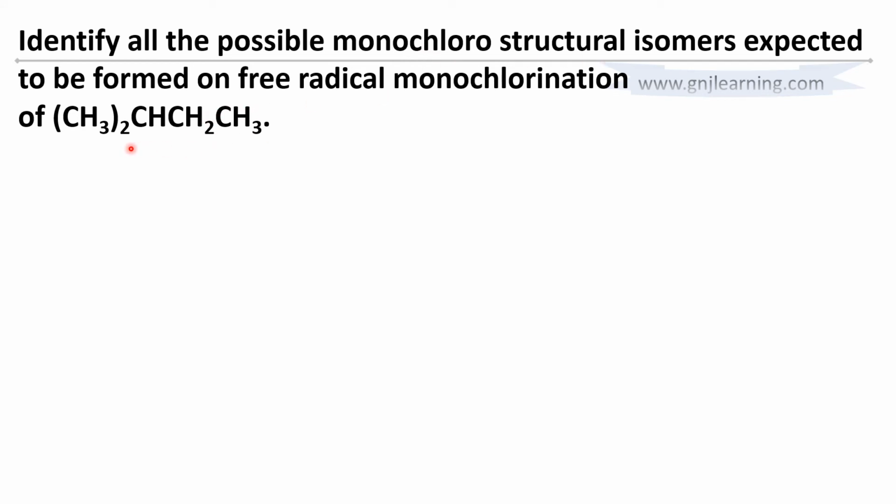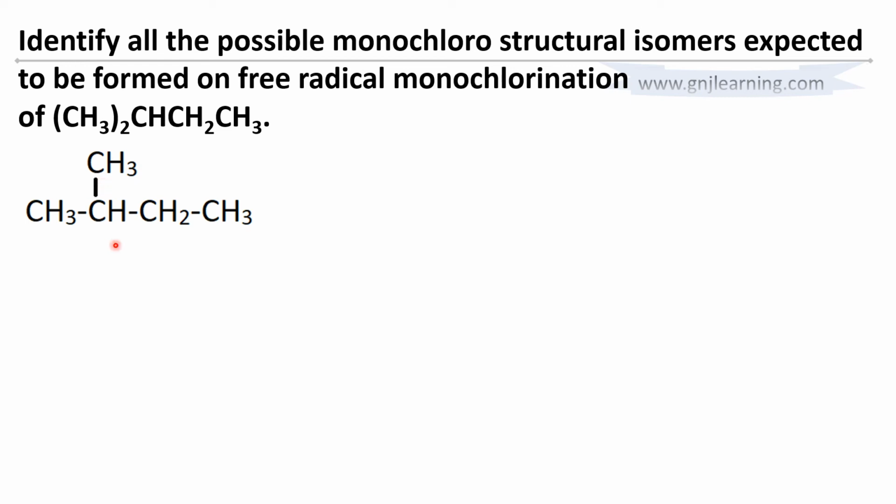So first of all, let us try to draw the structure of this compound. It will look like this. CH3, CH, on the CH we have two CH3 groups, that is given here, CH2, CH3. So what will be the name of this compound? If I am numbering, I can number it from here, 1, 2, 3, 4. And on the second carbon atom I have a chain.